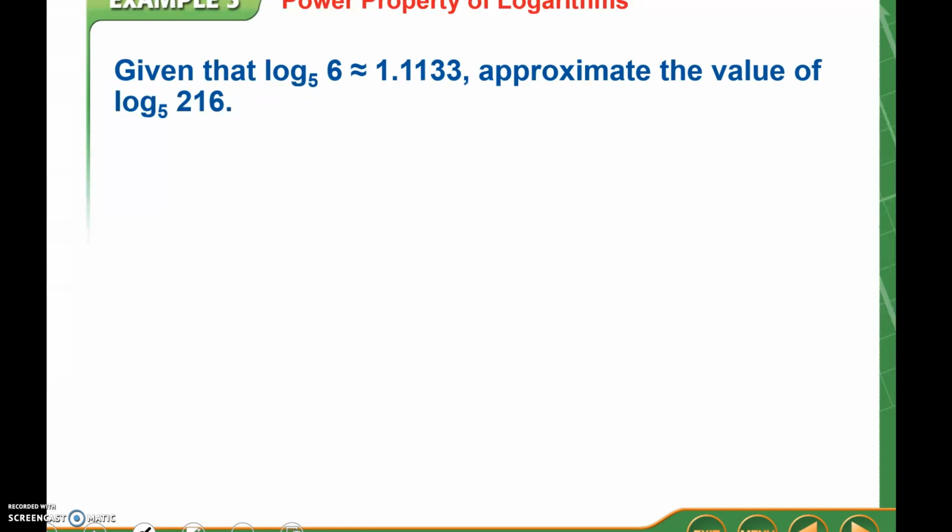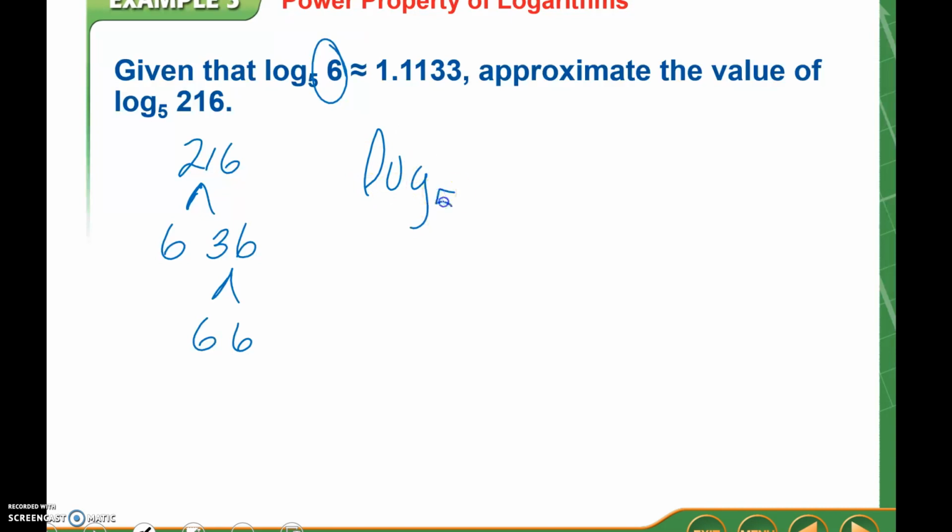So we're given 216. I'm going to divide by 6, because I see that there's a 6 there. 36 and 6 and 6. So I know 216 can be written as 6 to the 3rd power, and then I can put that power out front. So it'd be 3 log base 5 of 6.